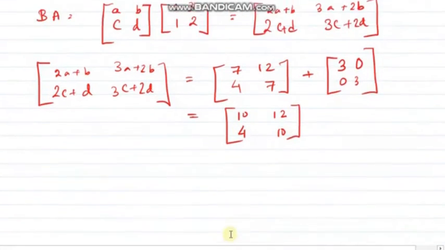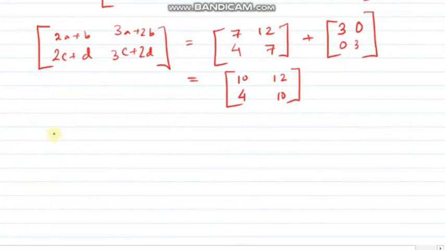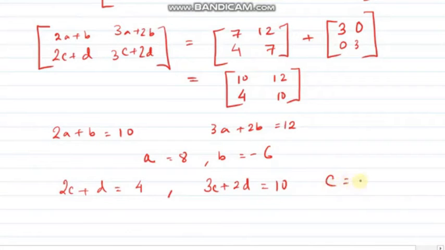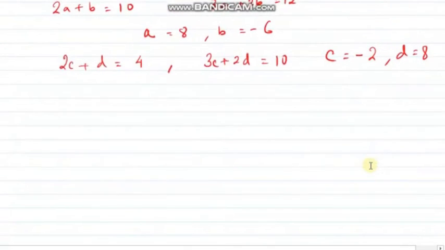Now as these two matrices are equal, I can write 2A plus B equals 10 and 3A plus 2B equals 12. So can we write these elements? If I solve them, I will get A equals 8 and B equals minus 6. Please try to solve them. Just let me check. Yes, that's correct. Next one, 2C plus D equals 4 and 3C plus 2D equals 10. If I solve them, I will get C equals minus 2 and D equals 8. So that's the solution for this sum.